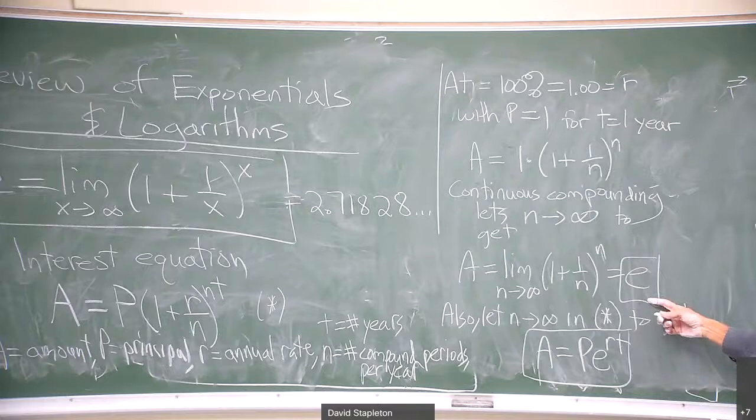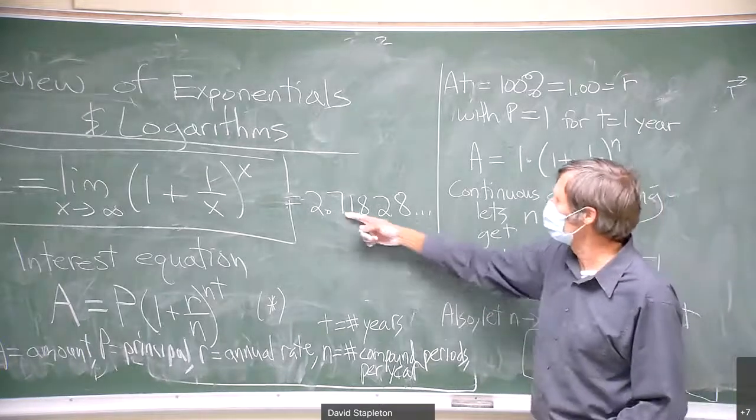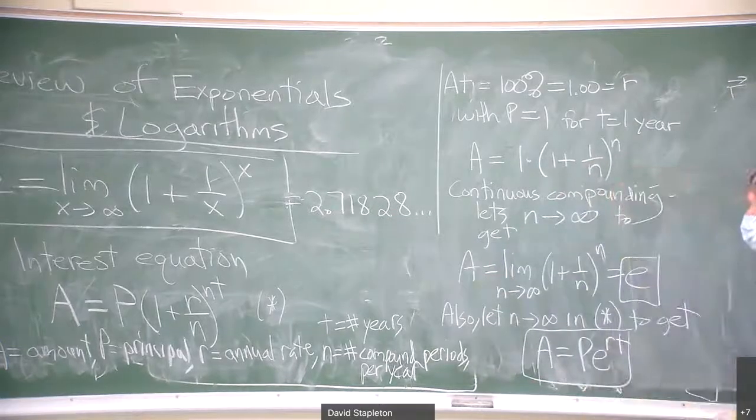In other words, you get 171.8% interest out of this formula, right? Because you got 2.718 times your original amount. Anyway, that's one place in which it comes up, the theory of interest.